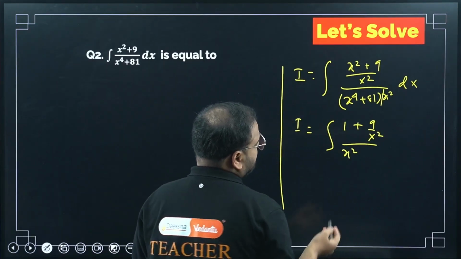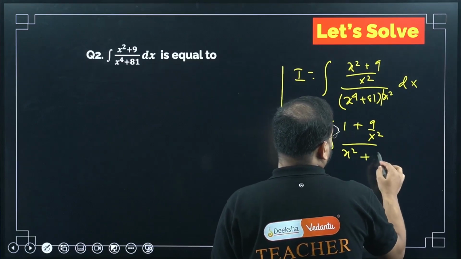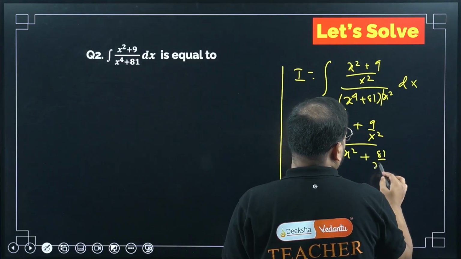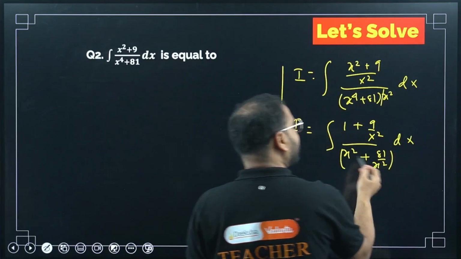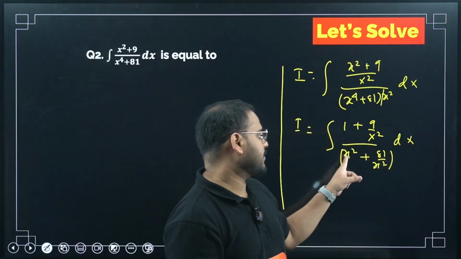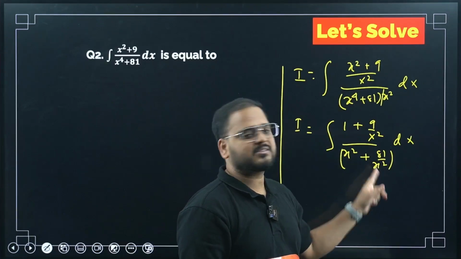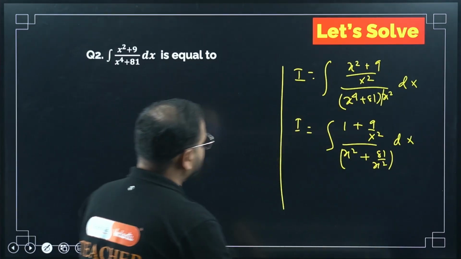How much is this? Plus 81 upon x square. Am I right? I can see a square and b square term is there. A square is x, b square is what? 9 by x the whole square. I can do some modifications over here. Please have a look.